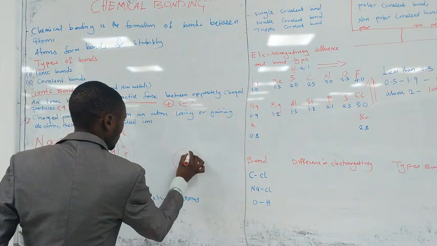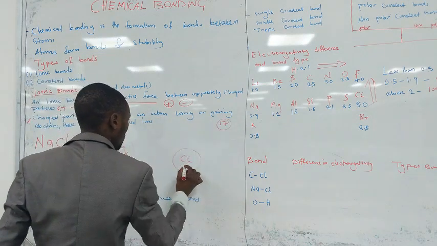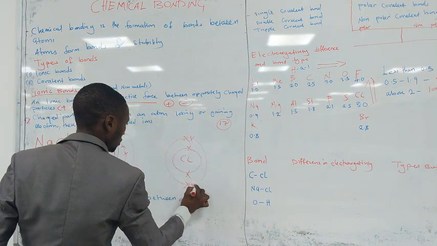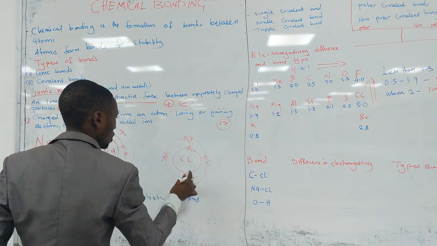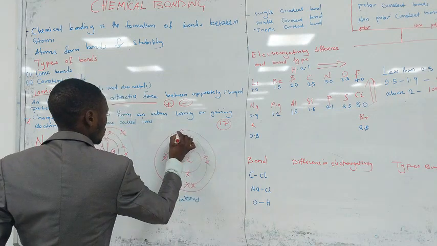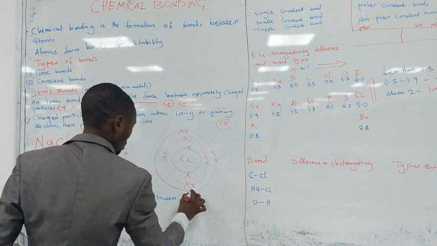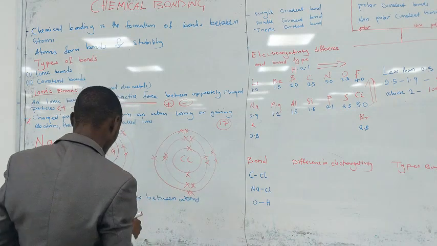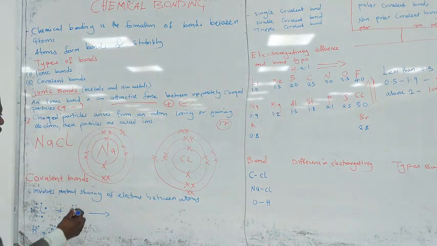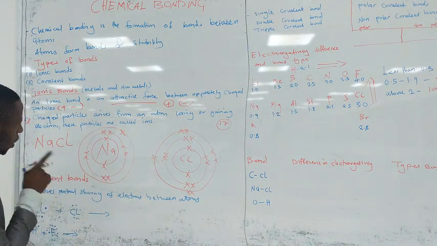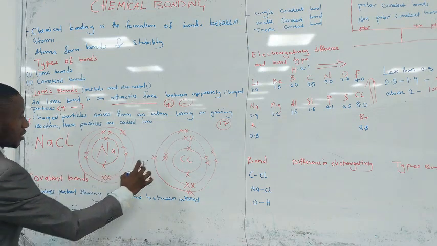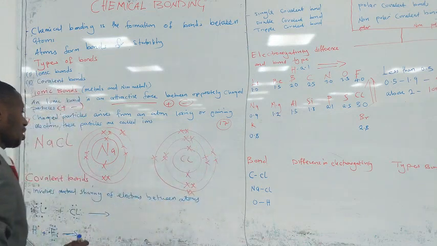Then for chlorine, it has atomic number 17. So 2, 8, and 7. What happens here is that the sodium has one electron in its outermost shell, and chlorine has 7 electrons in its outermost shell.